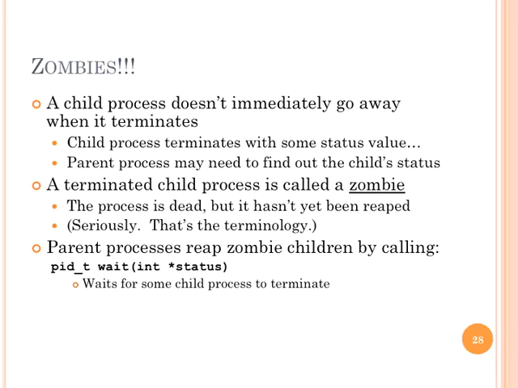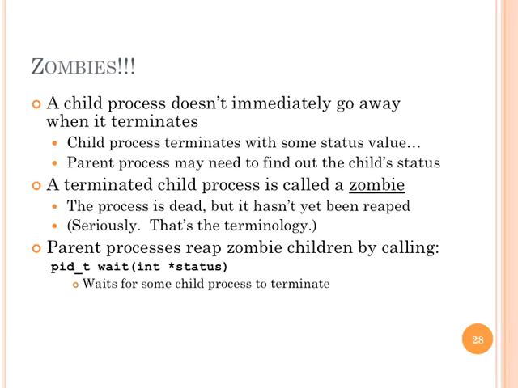Wait basically says, I may have started one or more children, and I want to know if any of them have terminated. Wait blocks until some child terminates. There's one situation where it won't block, and that's if the operating system knows you have no children. Then it just returns immediately and says, you don't have any children.